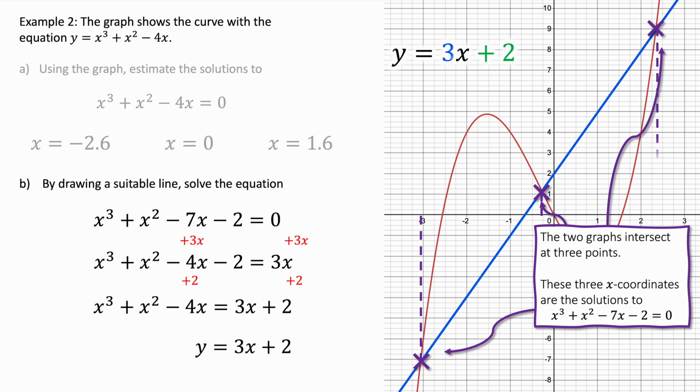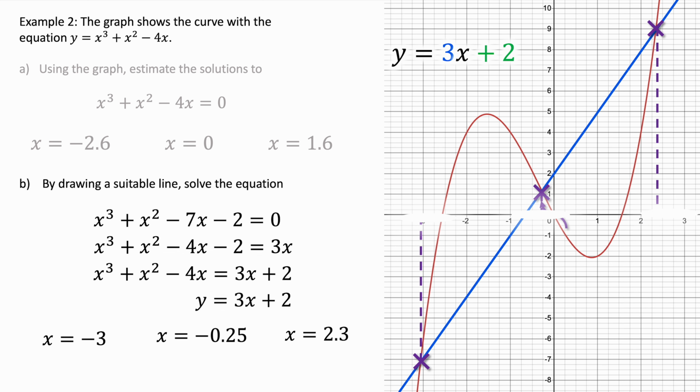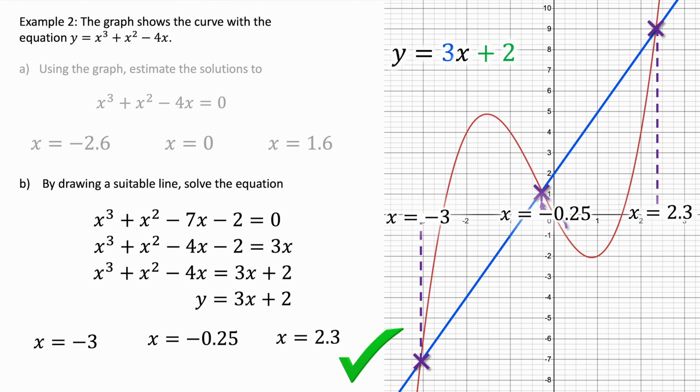The two curves cross at these 3 points here. The first x-coordinate is minus 3, the next x-coordinate is 0.25, and the last x-coordinate is 2.3. They are the three estimated solutions. It's not perfect because I can't read the scale perfectly accurately, but it's a good estimate. And so I think x is minus 3, x is minus 0.25, and x is 2.3 are really good solutions to this. And that's it. That's how you solve equations on graphs.